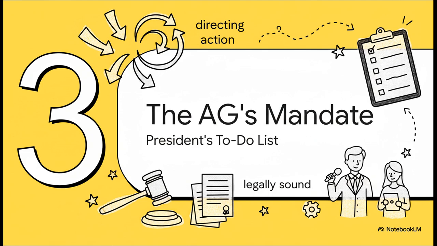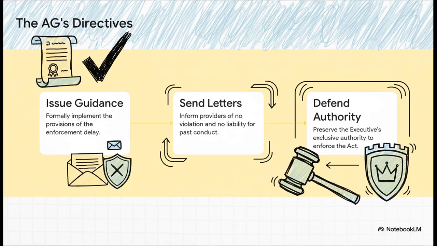So, that brings us to our third part. This order isn't just about stopping things. It's about starting new things, too. It actually hands the Attorney General a very clear to-do list to make this whole delay official and legally tight. And that to-do list has three main jobs. First, the AG has to issue official written guidance, basically put it all on paper. Second, they have to send out letters to all the providers saying, hey, you're in the clear, you have no liability here. And third, and this one is huge, the AG's job is to go out and actively defend the president's exclusive authority to do all this.